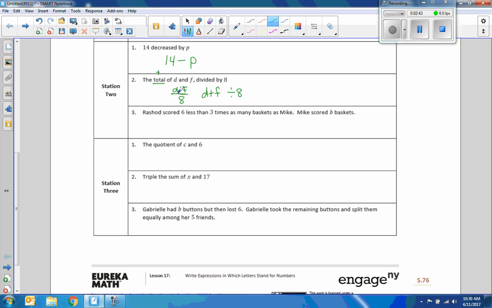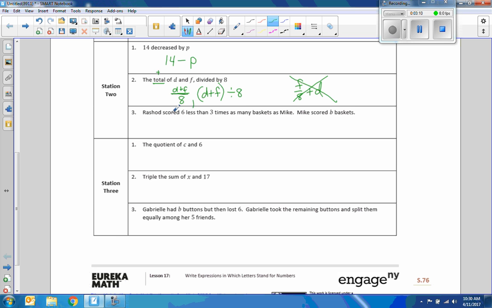Now if I write it like this, the numerator is okay all by itself. But if you write it like this, this would not be correct because PEMDAS tells us to do division before addition. So it would be F divided by 8 and then add D to it. And that would look like this, and that is not correct. So to not make that mistake, we need to do this. So these are the two possible solutions.